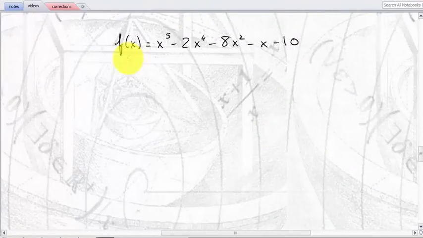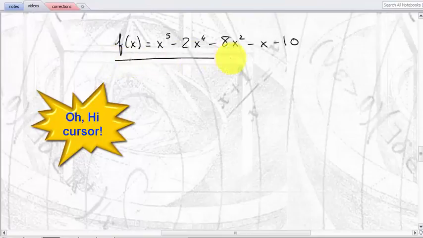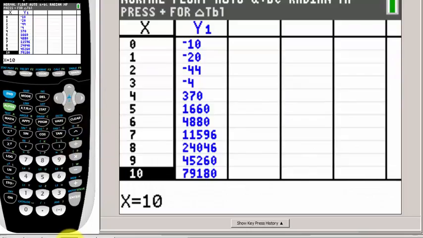Let me show you what I mean on an example that I have done in my notes. So let's take a look, for example, at this polynomial function right here, degree 5, okay? I've plugged it in my calculator. Let me look at the table of values. Here's the table of values of this function right here. So we can see that there's no sign change, right here. Look at -4 and 370.